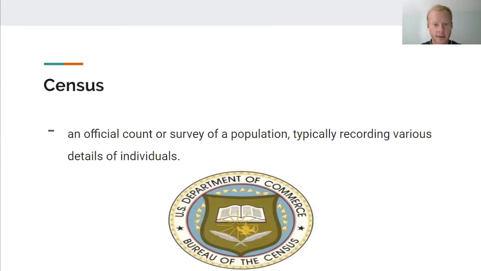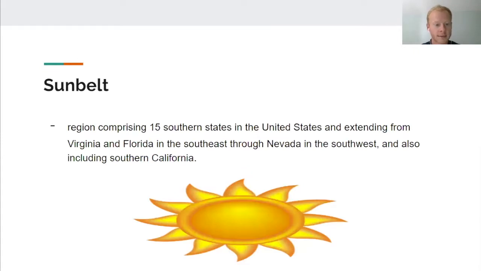The census comes out every 10 years, and this is actually a census year, so your parents might have actually filled out their census information already. What the census is, it's a series of questions that the government uses to make decisions, to know how many people live in a state, what are the average ages of people in certain areas, and a bunch of other stuff like that. The other word is Sun Belt.